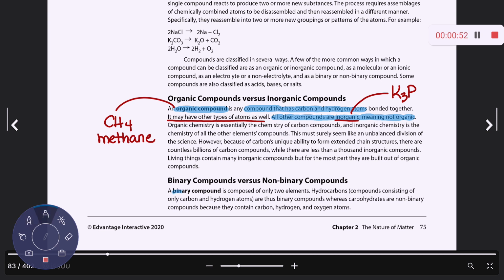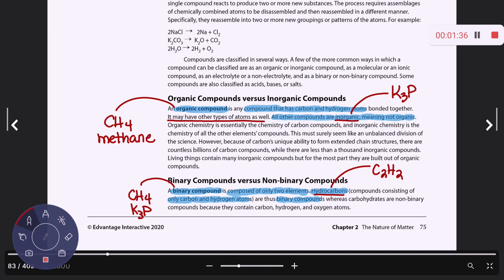Okay. Now, binary compounds are made of only two different types of elements. Okay, so that means a binary compound could be methane, right? Because that's made of two different elements. It could also be my potassium phosphide example, because that's made of two elements, okay? Now, hydrocarbons, which you guys talked about in biology, which are made of primarily carbon and hydrogen atoms, those would be binary compounds. An example of a hydrocarbon would be something like C2H2. Okay.